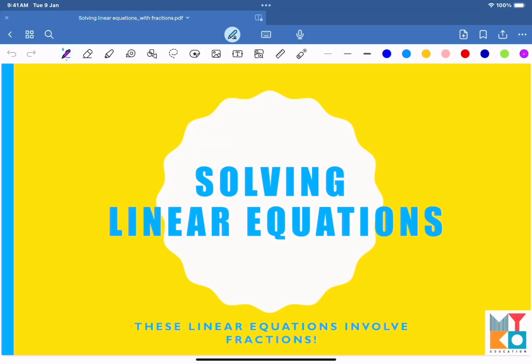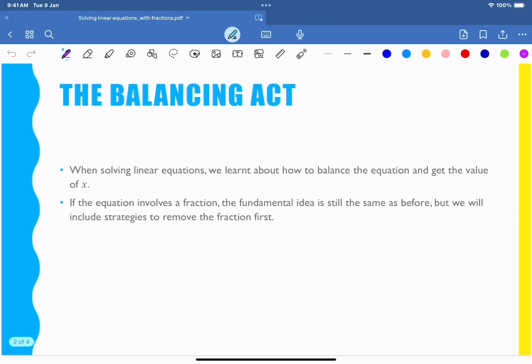Hi guys, today we're going to learn how to solve linear equations again. However, this time these linear equations will involve fractions. Now, if you recall, we will start off with what we call the balancing act, right? When we learn how to solve linear equations, the first thing we learn about is how we act like a seesaw when we try to balance the equation, and from balancing the equation we will perform operations in the equation itself to get the value of x.